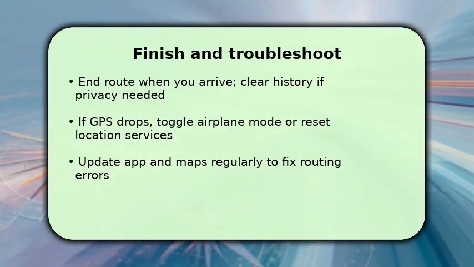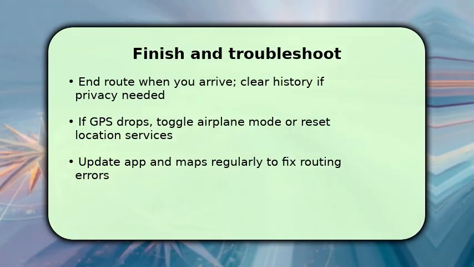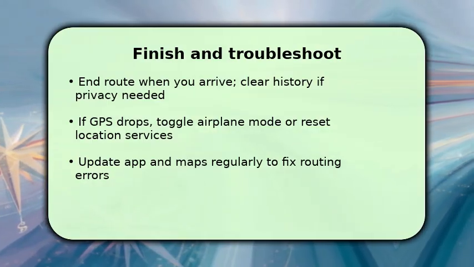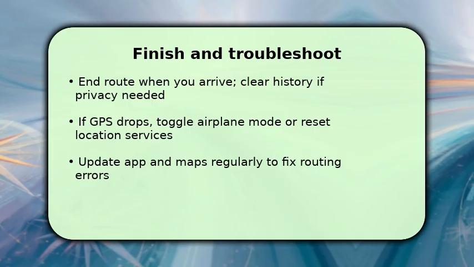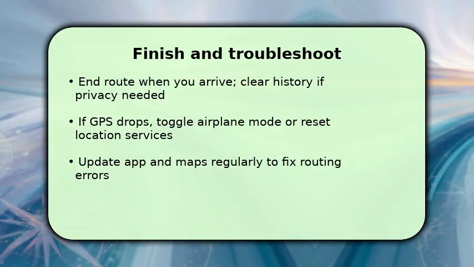If the live position drifts or navigation loses signal, first toggle airplane mode or restart location services. If that fails, reboot the app or device to reacquire satellites. Make sure the app and offline maps are updated to avoid incorrect routing. Updates fix map errors and traffic feeds.